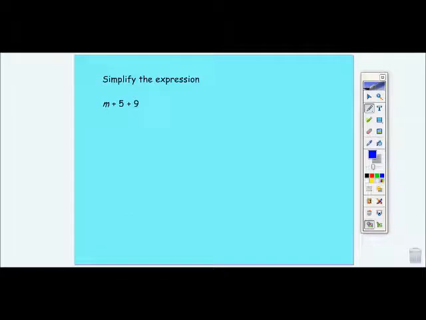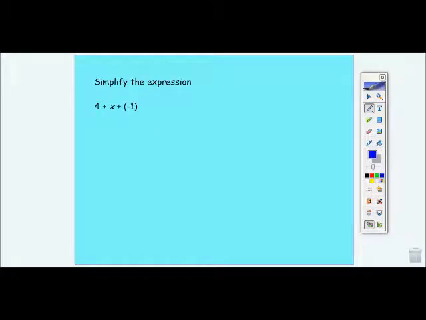Again, simplify the expression. This time it's a little bit different. Simplify the expression means we're just going to take some like terms and put them together. You'll notice this is not an equation. There is not an equal sign. So I do have two constant terms, my 5 and my 9, so I can combine those. So my simplified expression would simply be m plus 14. There's no solving involved, just putting together like terms.